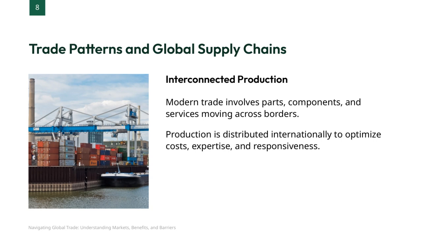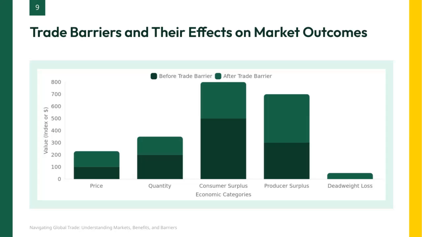Understanding these trade patterns is crucial for grasping how international business functions today. Here we see the economic impacts of implementing a trade barrier on the domestic market, illustrated through this stacked bar chart. On the x-axis, we have key economic categories such as price, quantity, consumer surplus, producer surplus, and deadweight loss. The y-axis measures the value either as an index or in dollars.